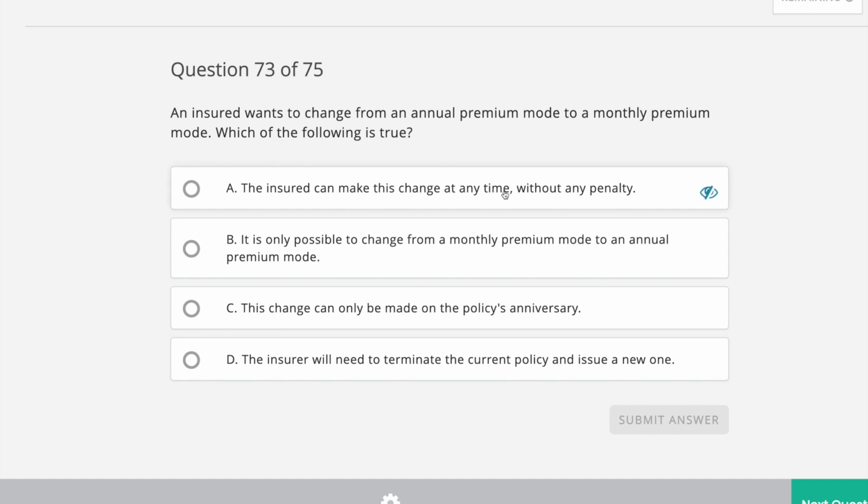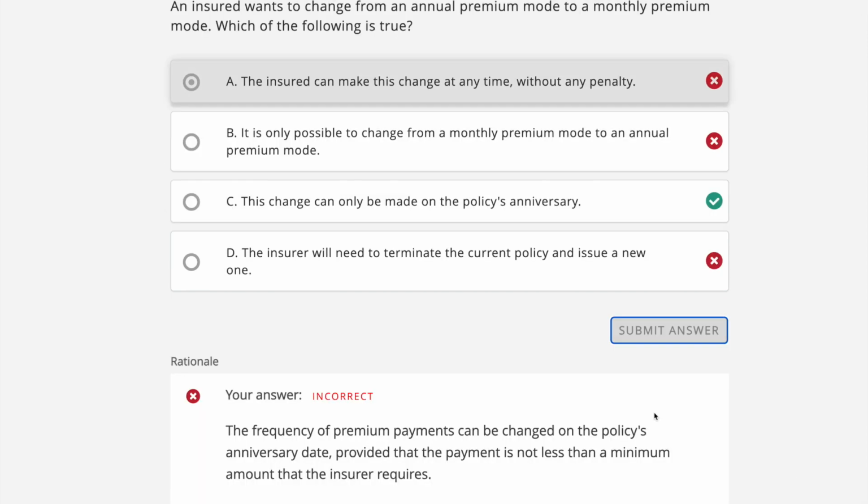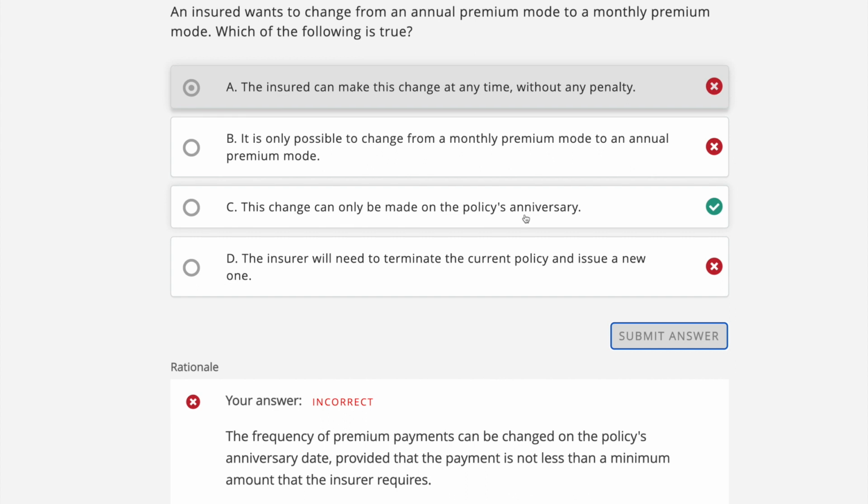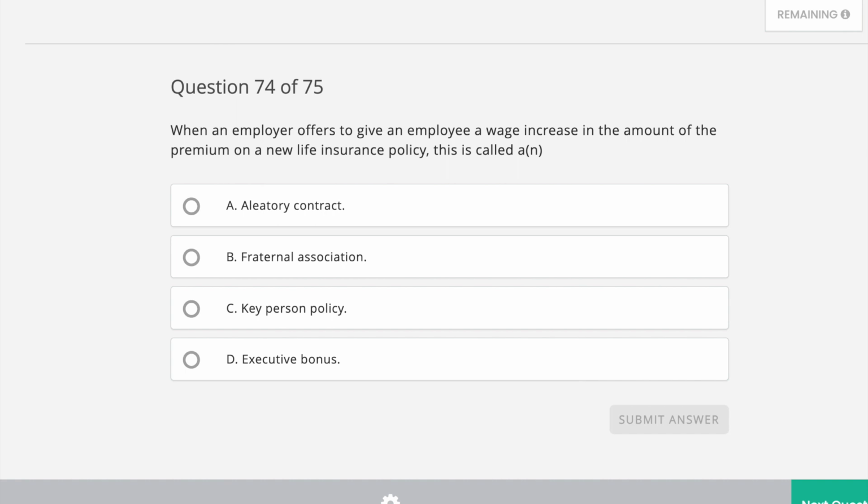The insurer can make this change anytime without... Yeah, that's the obvious one. The change can only be made... Okay, this is a test. This is not real life stuff right here. On the test, you can only change it on the anniversary date. Not in real life, but that's on the test.